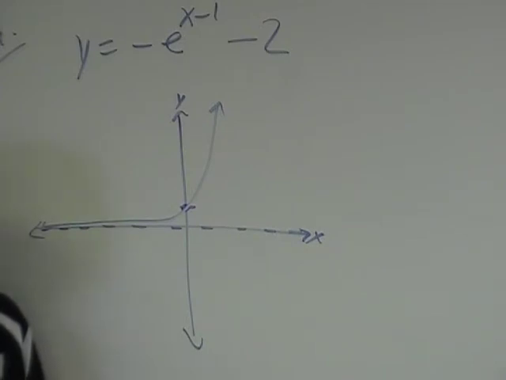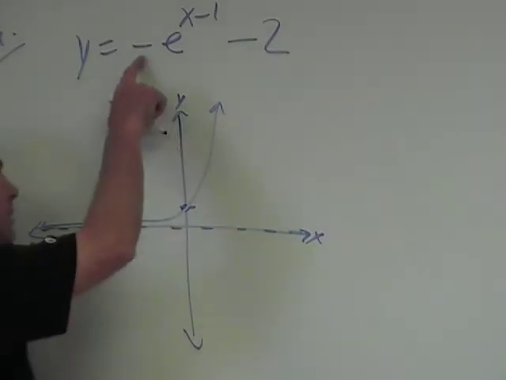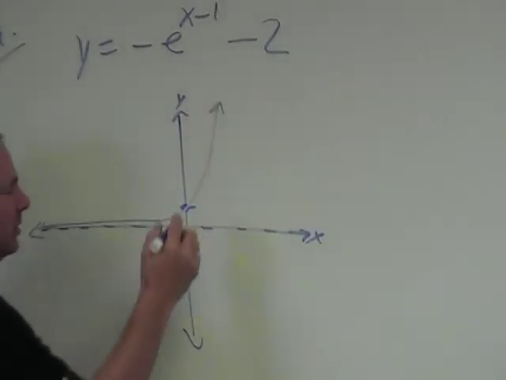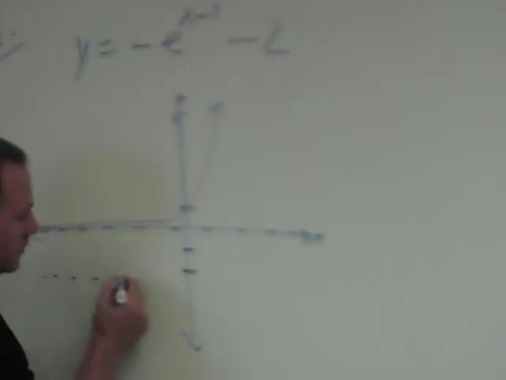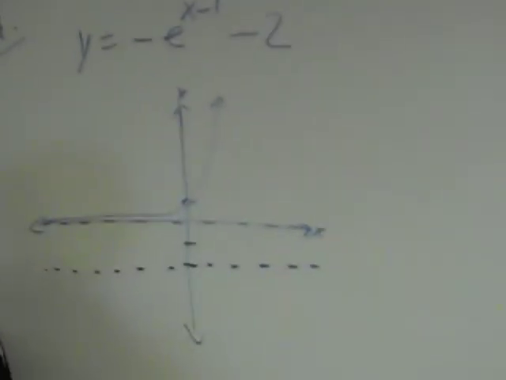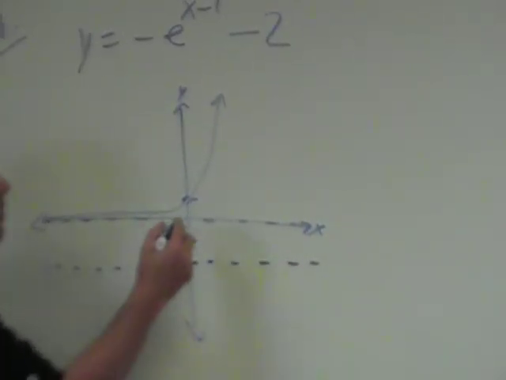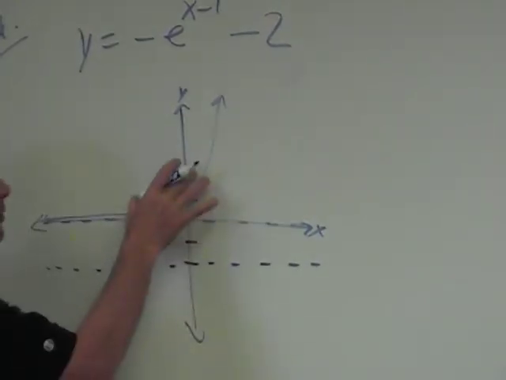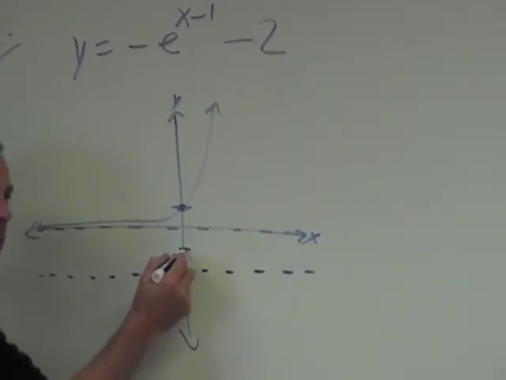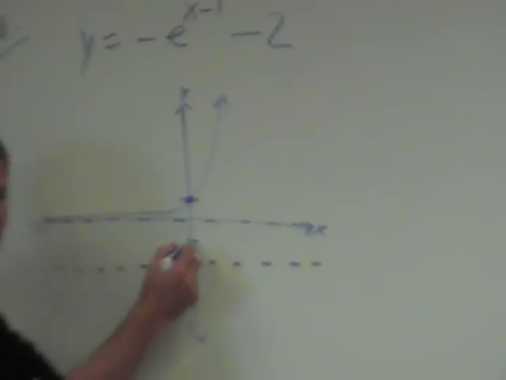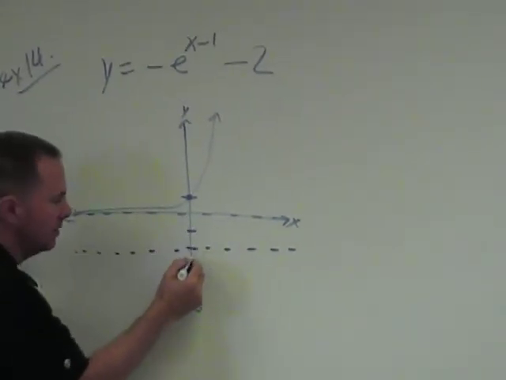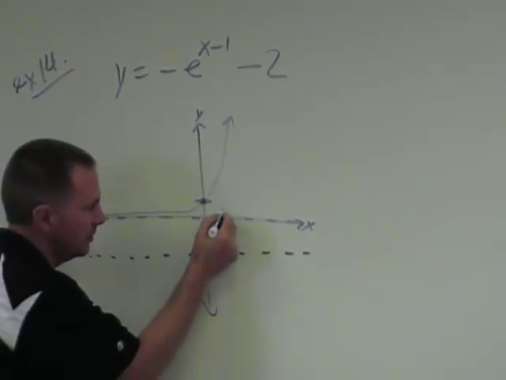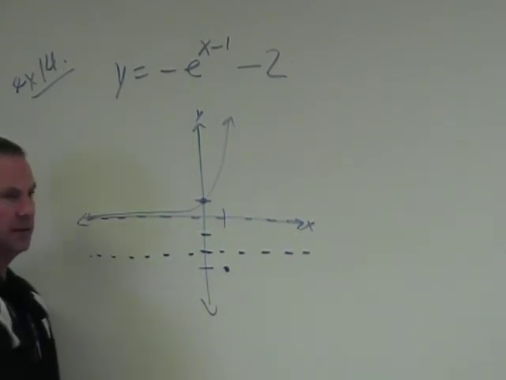It's reflected about the x-axis. So let's just do one little thing at a time. Let's move the asymptote down two. All right, now, what about this point? First of all, this is reflected, so it would hit here. But it's also moved down two as well, right? And to the right one. So that point's going to be right there.